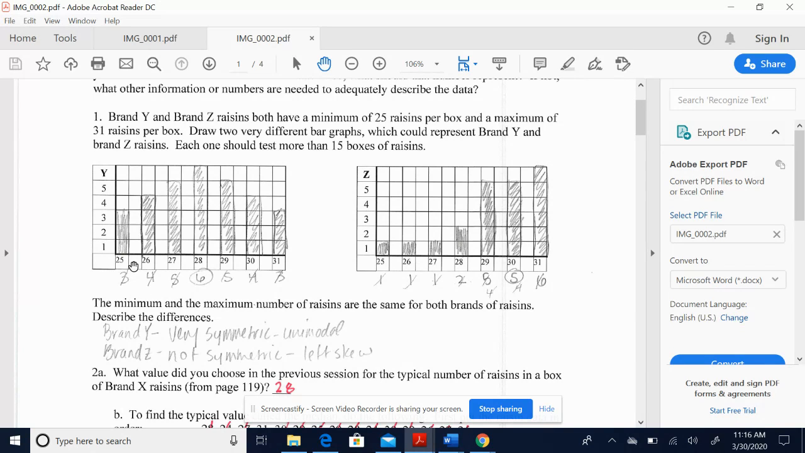So let's count up. There's 3, 4, 7, 12. We know the 15th and the 16th number are going to be in here. So that's where the median is. Over here, let's think about this. We have 1, 2, 3, plus 2 is 5, 10, 15, 21.